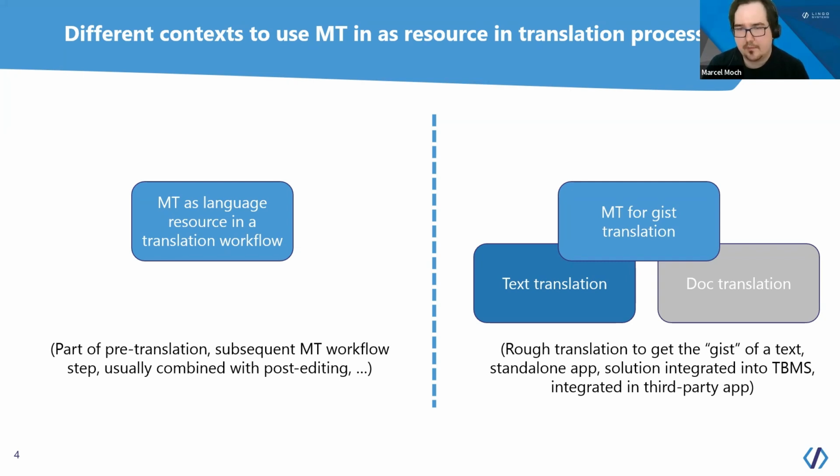And the other context we see is MT for GIST translations. GIST translation, I think, is a newer term that reflects rough translations, where you just want to get the gist of the text. So it's not very important to you that the output is of human translation quality. You wouldn't expect that. As MT quality is getting better and better, I think that's also having a part in GIST translation. If I just want to translate a very simple email, I can expect that the quality is very good. We will see about that.